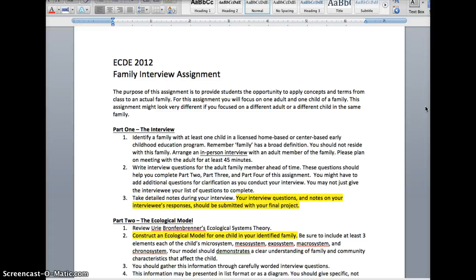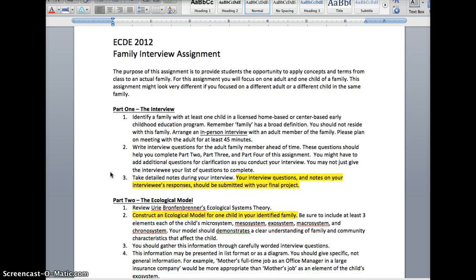For example, if your brother has children who attend childcare, you could interview your brother. So you want to identify a family with at least one child in a licensed home-based or center-based early childhood education program. Please plan to meet with this person in person, of course, for your interview, approximately 45 minutes, and you want to write your interview questions ahead of time.